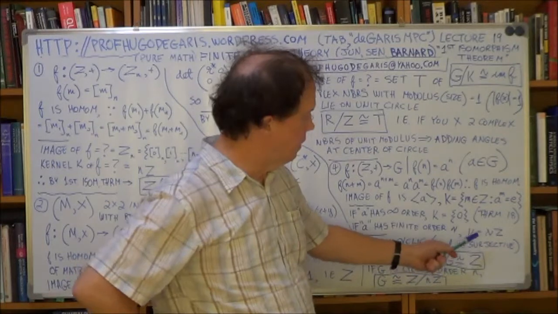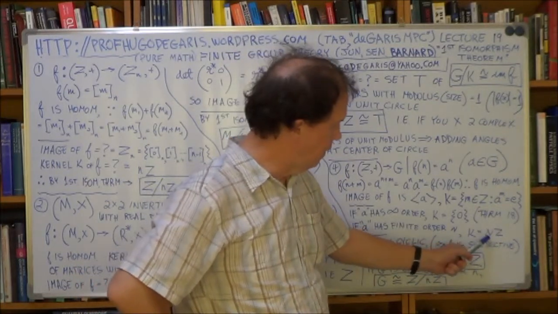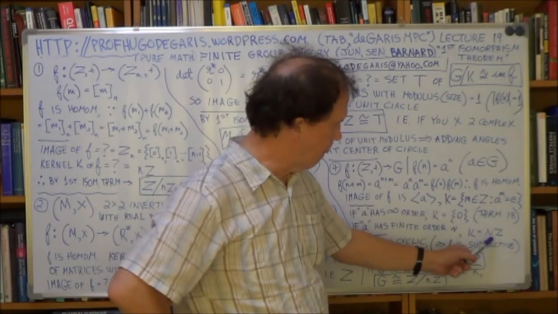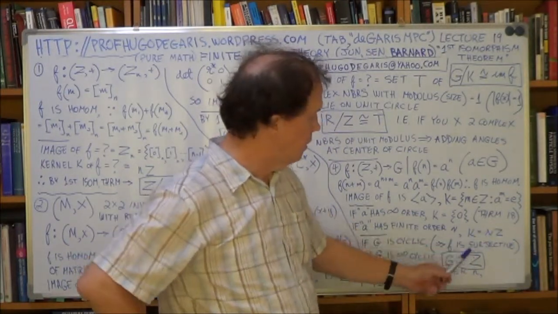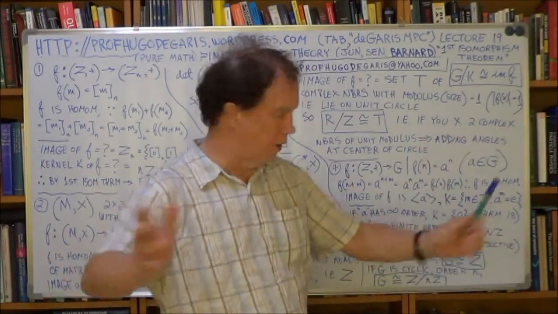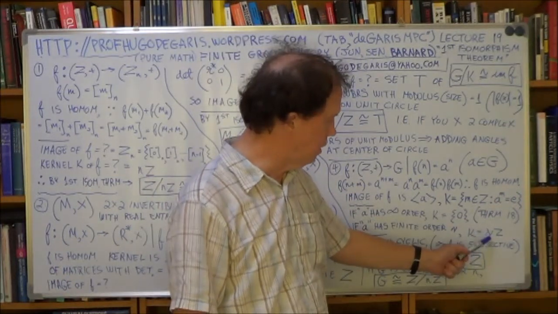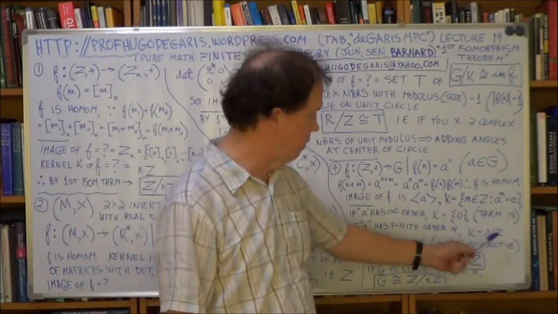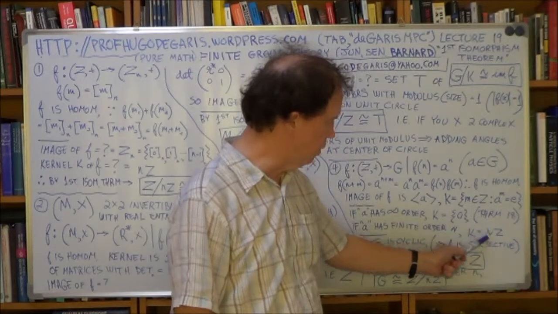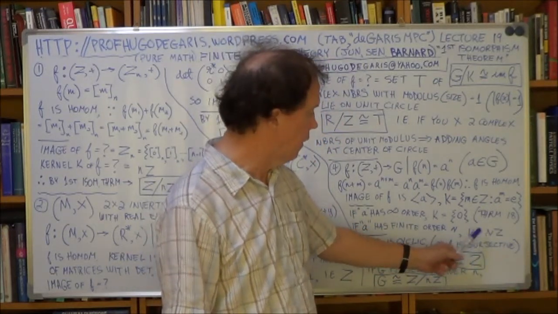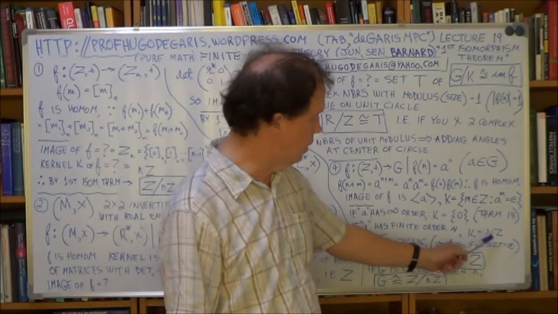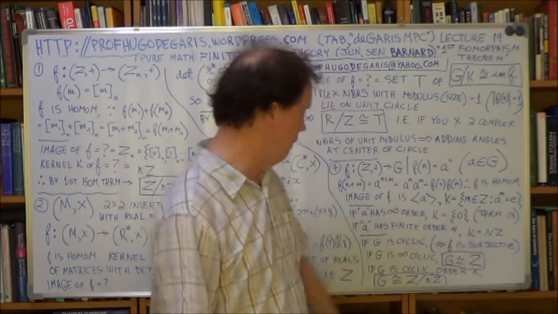In other words, the multiples of big N. So the kernel is just the set of all of those. Well, that's just NZ. That's all possible multiples of N, plus or minus. Okay, so the kernel is then just big N Z.